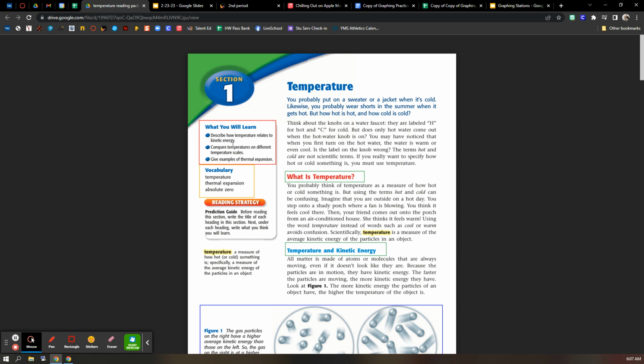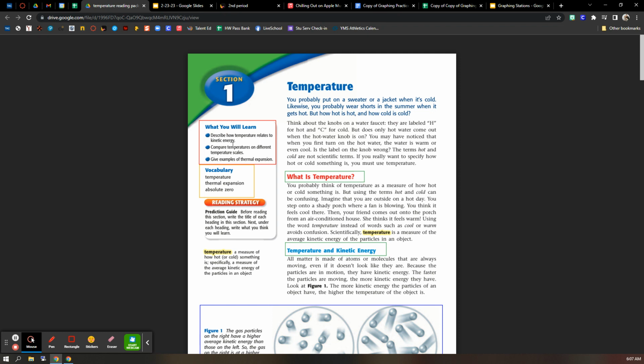What is temperature? You probably think of temperature as a measure of how hot or cold something is, but using the terms hot and cold can be confusing. Imagine that you are outside on a hot day. You step onto a shady porch where a fan is blowing. You think it feels cool there.